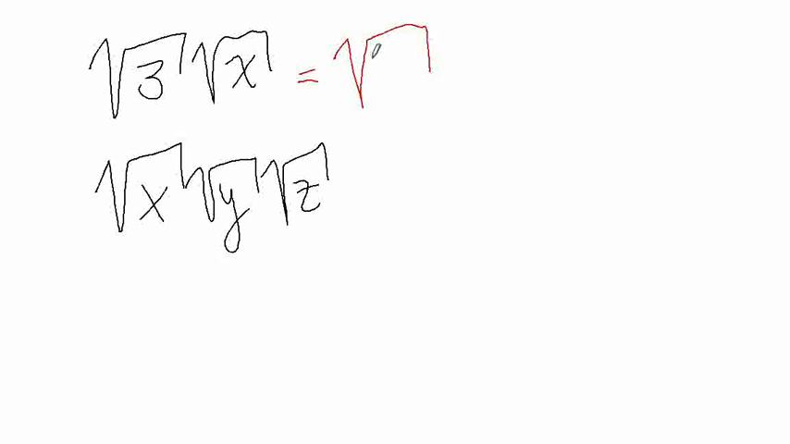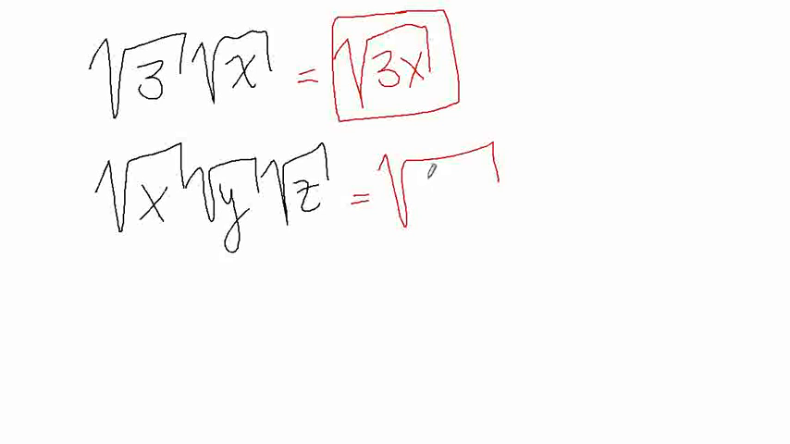The first product simplifies to the square root of 3x. The last product, you can do any pair of radicals first and then multiply that answer by the remaining radical. So this one simplifies to the square root of x times y times z.